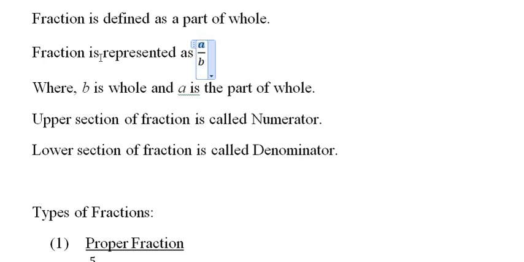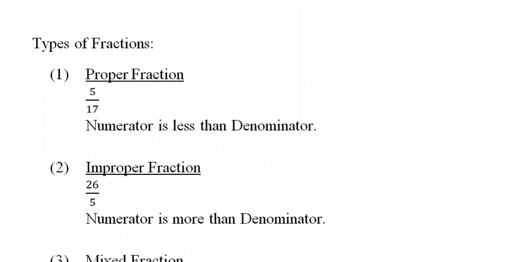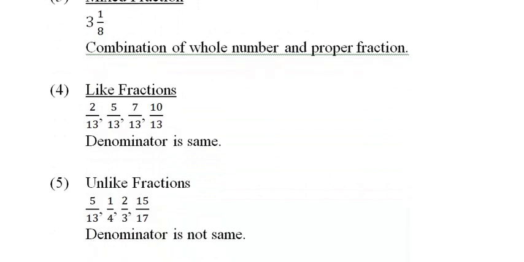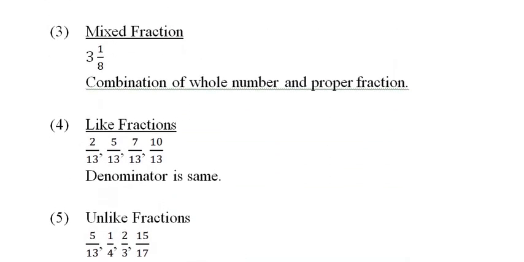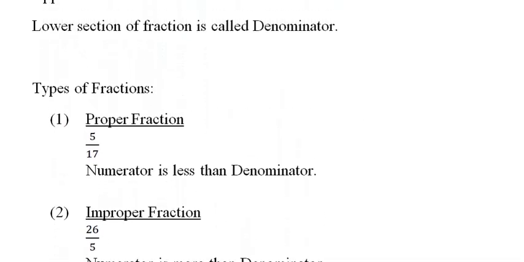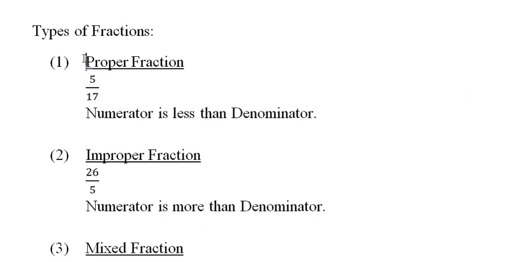Now a fraction has two parts. The upper section is known as the numerator, and the lower section or the lower part is known as the denominator. So the upper section is the numerator and the lower section is the denominator. Now there are types of fractions. There are many fractions described in the book, but I will be discussing only 5 types of fractions which are related with exercise 3.1.